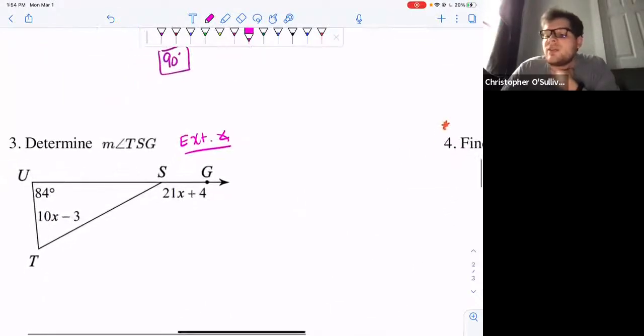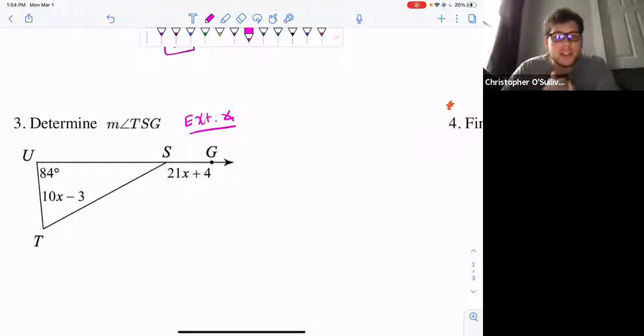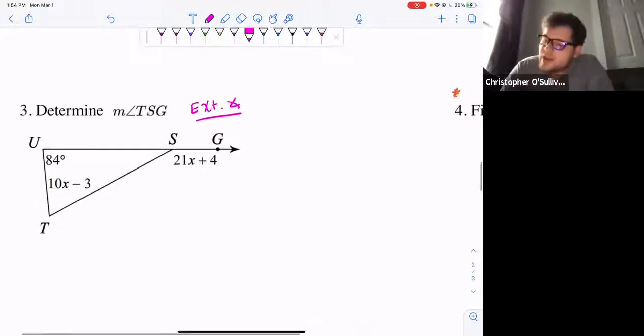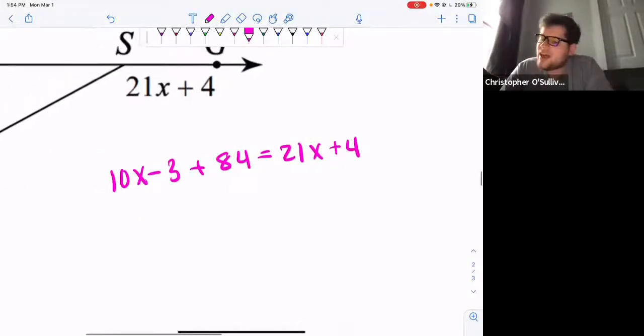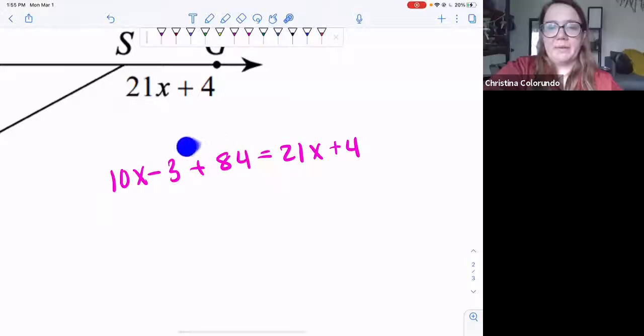Perfect. If you set it up correctly, your answer should look like this. My interior plus my interior is equal to my exterior. So I have 10x minus 3 plus 84 is equal to 21x plus 4, because these are my two interior angles. So the first thing I have to ask myself is if I want to solve for x, I have to combine my like terms. So Miss C, on the left-hand side of my equation, what would I be combining? You would be combining -3 and 84.